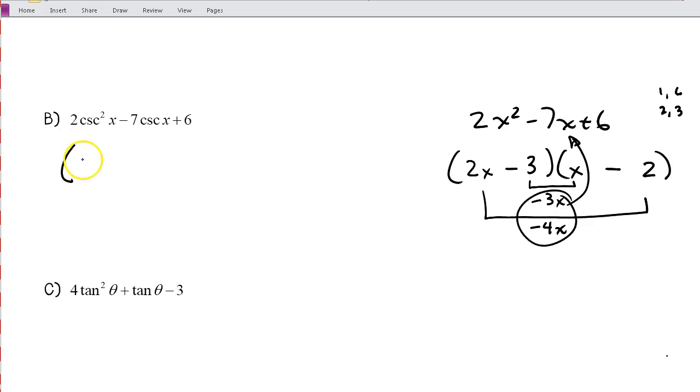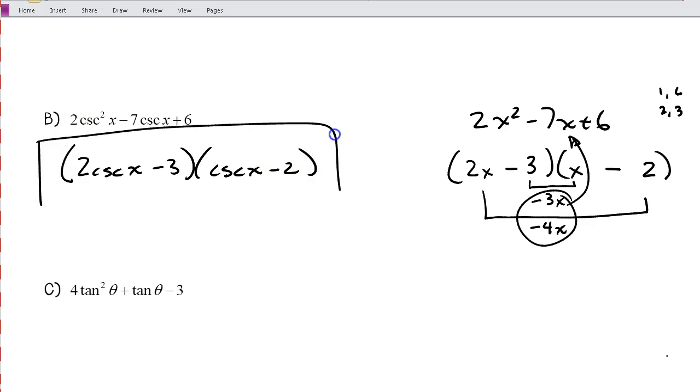So then I'll just go ahead and put back in my trig function, so I'll have 2 cosecant x minus 3 and cosecant x minus 2. So that'll be my factoring.